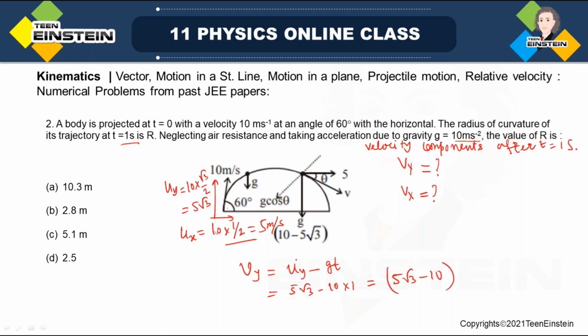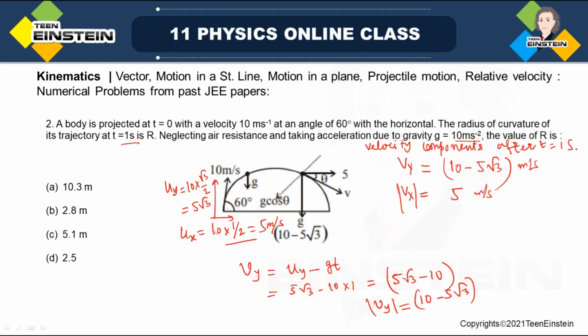So if we take the modulus of that, let us take the modulus. If we take the mod of this velocity, we can write this as this. We are just taking the mod, and mod of the velocity is just the magnitude of the velocity. We have got the magnitude of the velocity along the vertical direction as 10 minus 5 root 3, and along the x-axis it is 5. So these are in meter per second.